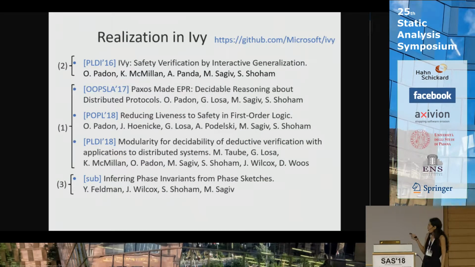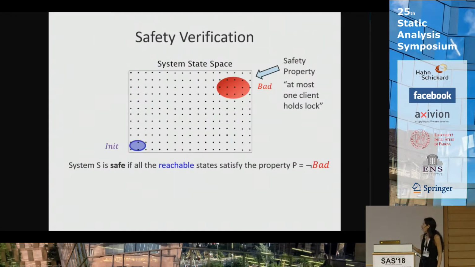And all of these were realized in Ivy, which is a verification system developed by Ken McMillan. So you can ask Ken all about Ivy. I will not talk about Ivy so much. Okay, and I'd like to start with some background.